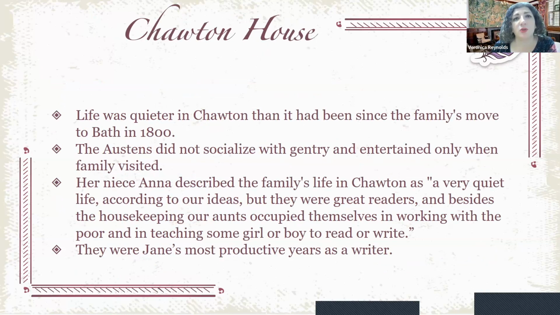The Austens don't socialize with the gentry, and they only entertain when family visited. They don't have a man to introduce them to society. They don't really have much to recommend them. Both of the women are older than normal marriageable age. Things have just become very quiet.